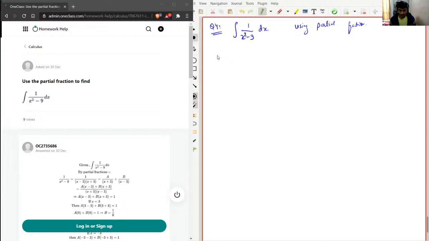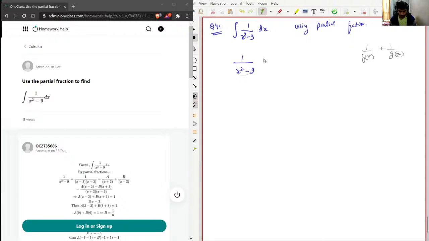Now for the partial fraction, I'll just take this function, 1 over x square minus 9. Our goal is to evaluate or find this function in terms of, let's say, 1 over a function of x plus 1 over another function of x. This is the method which we follow for partial fractions, and then we'll just integrate it and it will be ln of f of x, or like that only.